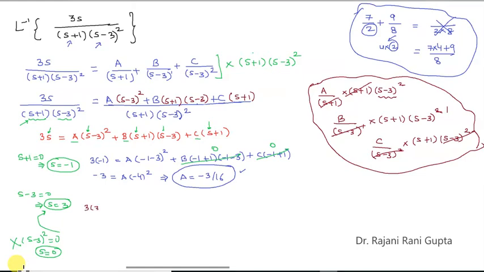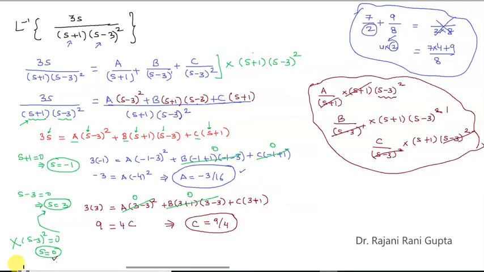So 3 times 3 equals A times (3 minus 3) power 2, plus B times (3 plus 1)(3 minus 3), plus C times (3 plus 1). So what we can see here, 3 minus 3 becomes 0, so this total term cancels. This also becomes 0 because of this 3 minus 3. So now we are left with 9 equals (3 plus 1), which is 4, times C. This gives you C is equal to 9 over 4.